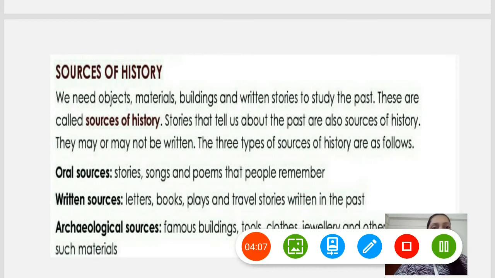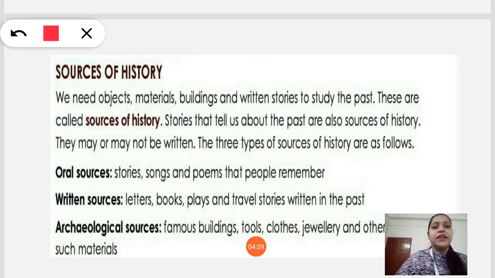Now what are the various sources of history? It's given there. We need objects, materials, buildings, and written stories to study the past. As I told you, we need objects, materials, buildings, and written stories to study the past, and these are called sources of history. Now children, if you remember, there are 3 sources of history. And what are the 3 sources of history?